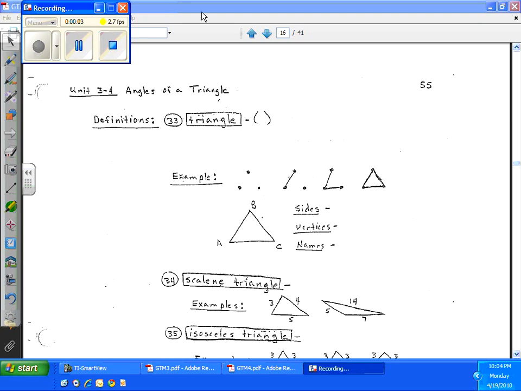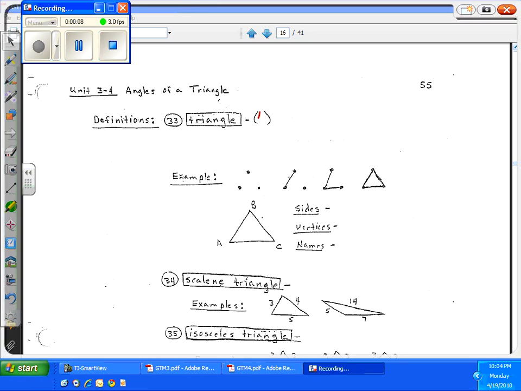Unit 3-4 is the angles of a triangle. Our little symbol for triangle is a triangle. Now, geometry definitions tell you actually how to draw the thing you're defining. By definition, a triangle is a figure formed by three segments joining three non-collinear points.